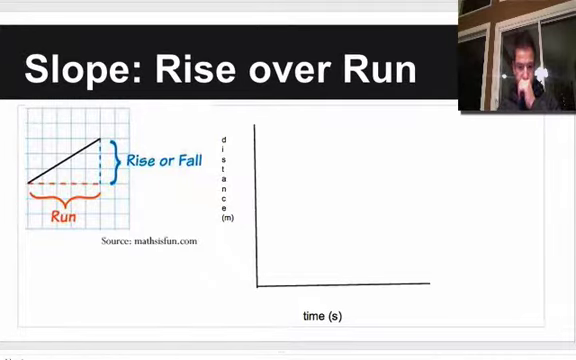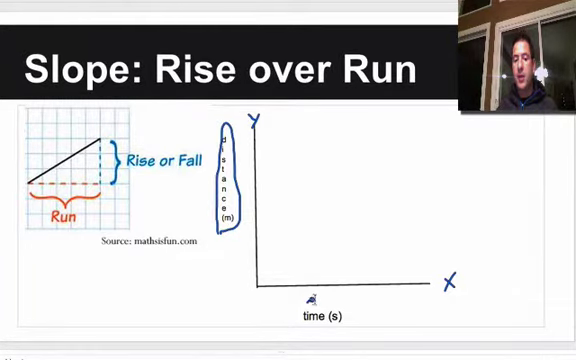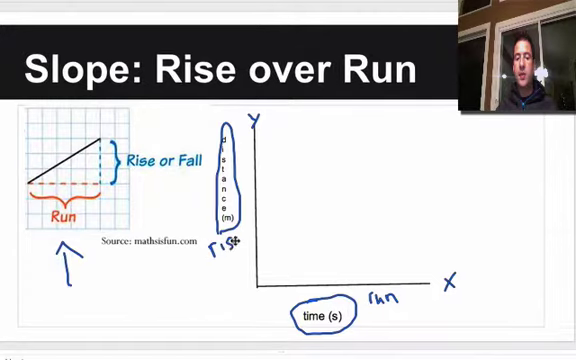Again, I'll just highlight that our manipulated variable goes on our x-axis, and our responding variable is on our y-axis. Our responding is our distance right here, and our manipulated is our time right here. Now, on this graph, for our rise over run, if you take a look at this image, the run is going to be on the x-axis, and the rise is going to be on the y-axis. So for velocity, it's going to equal rise over run.